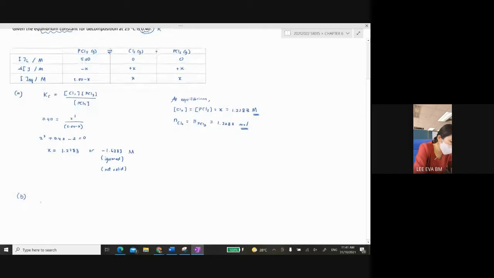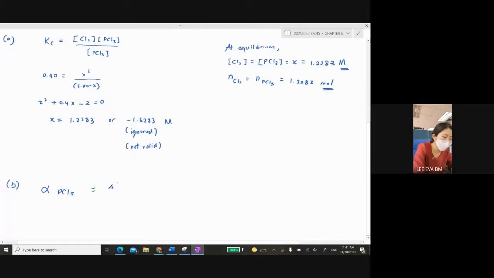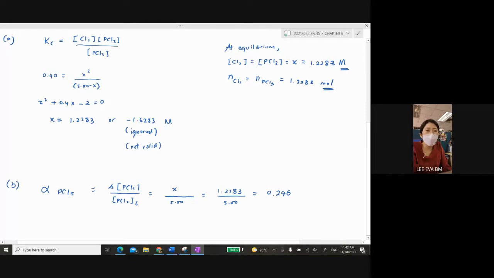We want the degree of dissociation alpha for PCl5. So PCl5 is your reactant. So we have the change in concentration, PCl5. We have the initial concentration, PCl5, and then abbreviation initial. So PCl5, the change equals to only one x, one single x. No need to put in the sign negative. Sign negative refer concentration decrease. So you don't have to put that one. Okay, so 1.2283, the concentration x, divided by the initial concentration 5, which will give you the value of 0.246. So degree of dissociation, no unit.